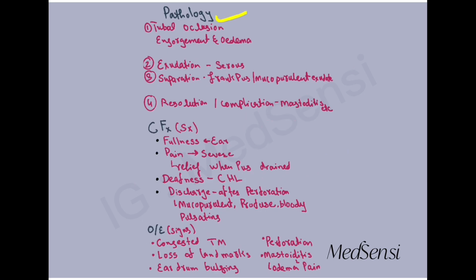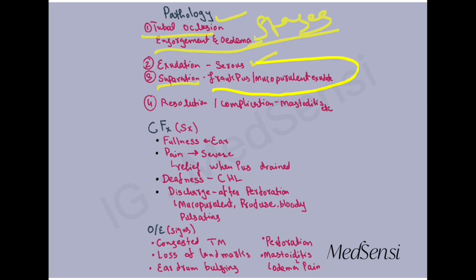Pathology includes some stages, and these stages are divided by the type of symptoms or clinical features we get in a certain stage. First is the tubal occlusion stage, in which engorgement and edema occur. Then we get exudation, which is serous, then suppuration, which is frank pus or mucopurulent exudate, and then resolution or complication. Complications can be mastoiditis and some other things.